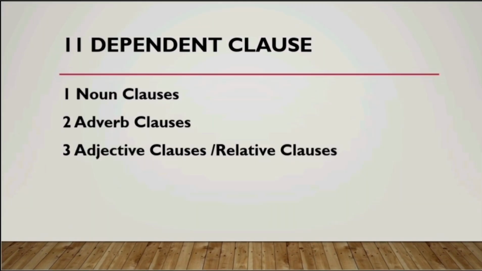The subcategory of the dependent clause is again divided into three parts. The first one is noun clause, the second one is adverb clause, and the third one is adjective clause or relative clause. We will discuss independent clause and dependent clause thoroughly, and by the end of this playlist I assure you that you will be able to recognize any type of clause in a given sentence.